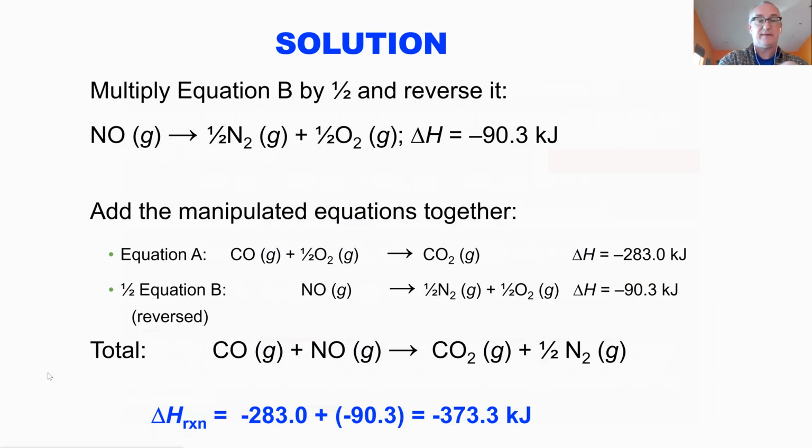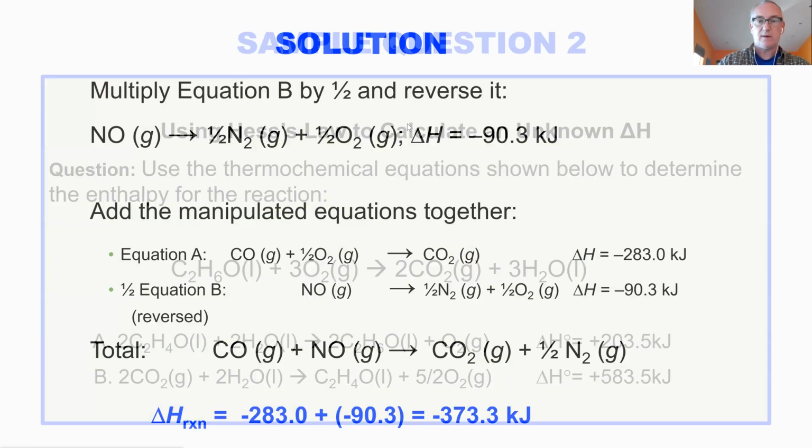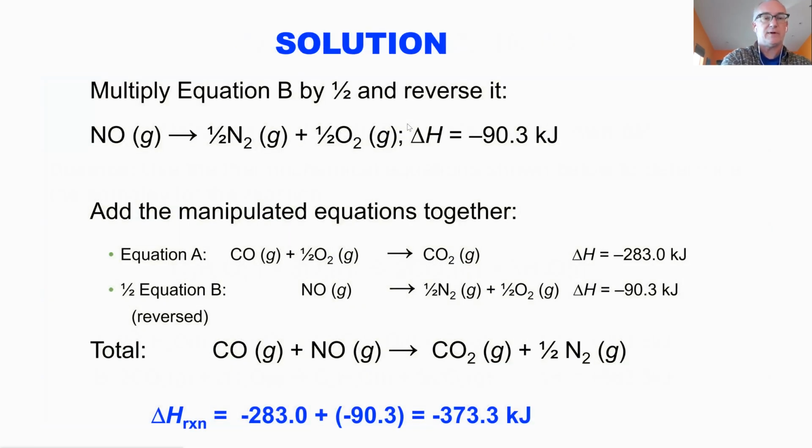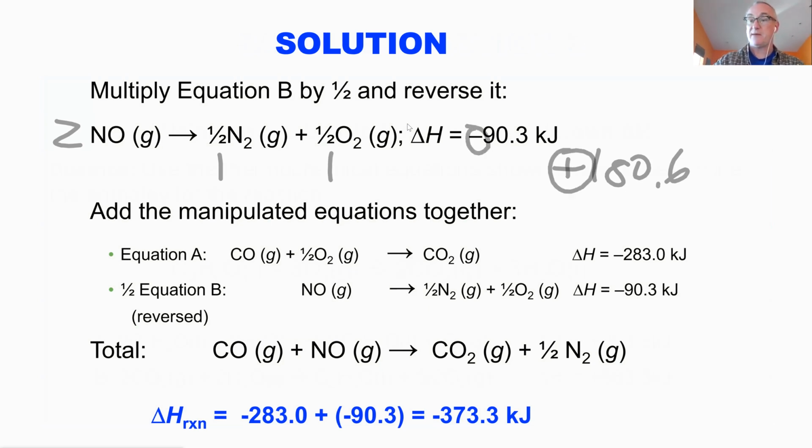So when I do that, I take the heat, let me go back. Before it was 2, 1, and 1. And the heat, if you remember, was plus 180.6. Well, I've multiplied it by 1/2 and I've switched it around. So I changed the sign from positive to negative and I multiplied it by 1/2. So now I have half the energy that I did before. But I have NO as a reactant, which is what I want. Then add the two things together.